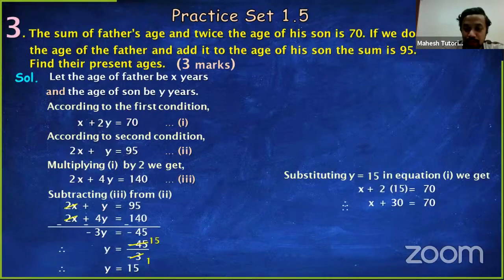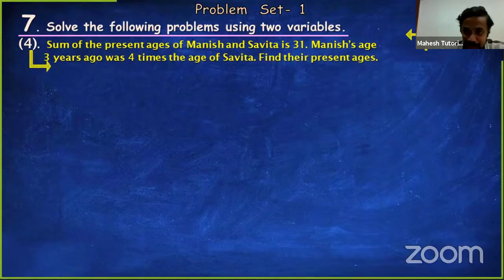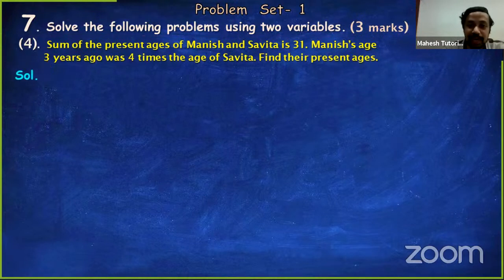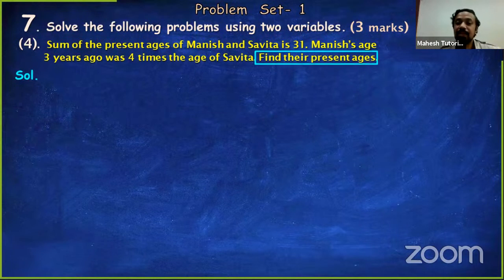Now, moving towards the next word problem, students. Problem set 1, main question number 7, sum number 4. A sum carrying weightage of 3 marks. I want every one of you to read the question. Sum of present ages of Manish and Savita is 31. Manish's age 3 years ago was 4 times the age of Savita. Find their present ages. Students, again, I want every one of you to focus on the last statement. Last statement says, find their present ages.